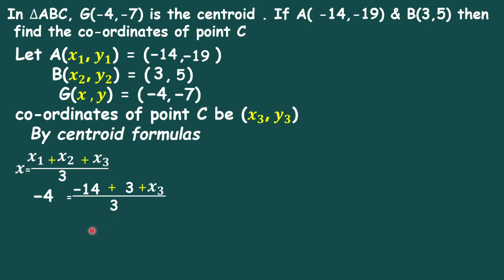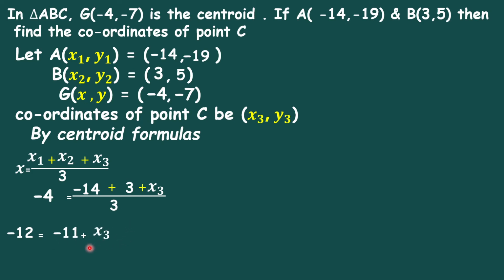Now transfer this 3 to LHS. Divide becomes multiply. Therefore -4 into 3 is -12, equal to -14 plus 3. Here 14 and 3 have opposite signs, therefore we take subtraction. 14 is greater than 3, therefore give the sign of 14, and 14 minus 3 is 11. Therefore -11 plus x3 as it is.